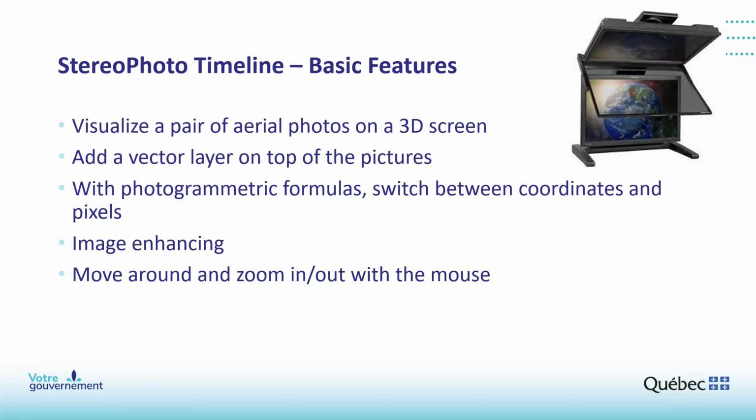Another essential feature is image enhancing. If we want to find the right species of tree, sometimes mixing the colors and adjusting the coloration of a picture allows the photo interpreter to be more sure of the choice he's making. So it's a good thing to have in the plugin. And obviously, we want to be able to move around the image to see everywhere.